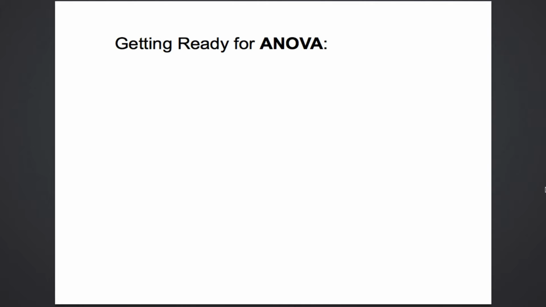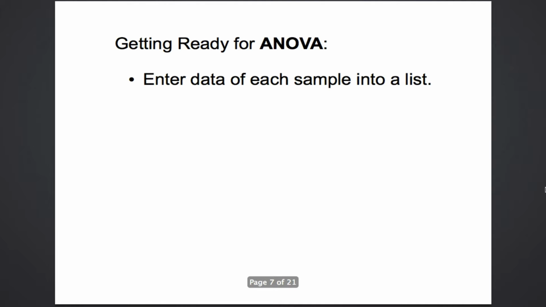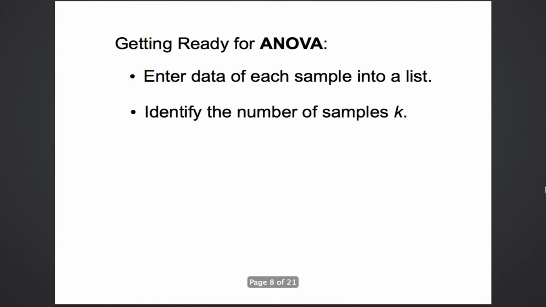The things that we need to do to get ready for ANOVA are the following. First, for each sample we enter the data into a list. So if you have 3 samples, you're going to use list 1, list 2, and list 3 in your calculator. We identify the number of samples and call that K. So if you have 4 samples, K will be 4. If you have 5 samples, then K will be 5, and so on.